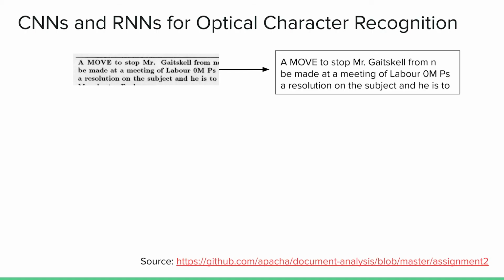We can also use CNNs and recurrent neural networks together for optical character recognition that we've already seen in this small example before. But let's visualize it and conceptually think about it once more. So we have an input image, and we want to translate that. So how would we do this?